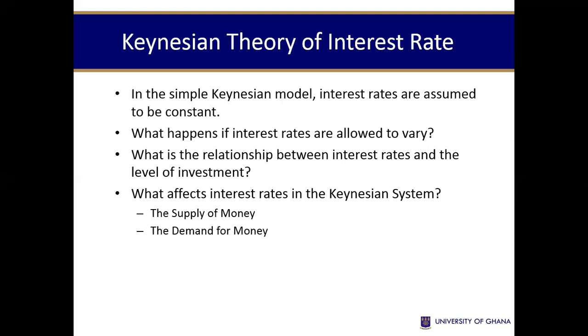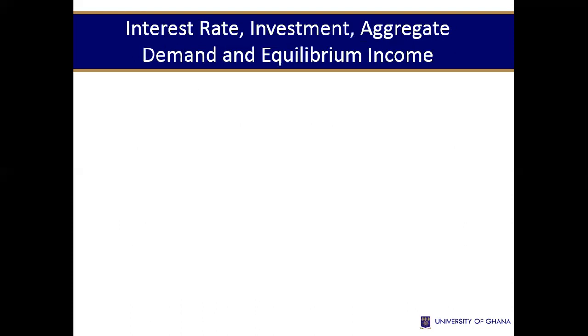But whatever level of interest rate that we have here is through monetary policies. Okay, so the Keynesian theory of interest rate is a monetary theory. It is only in the money market where the monetary policies are made. That is the only market where the equilibrium interest rate can be found. Okay, so let's look at how interest rates affect investment. How does it affect aggregate demand, and then how will it affect the output level or the equilibrium income?